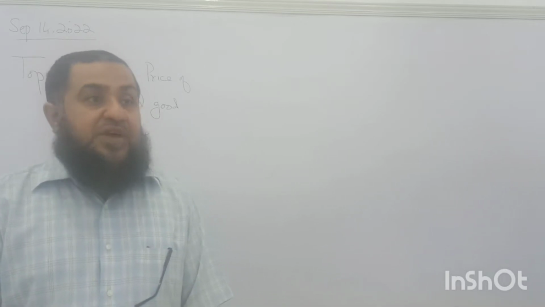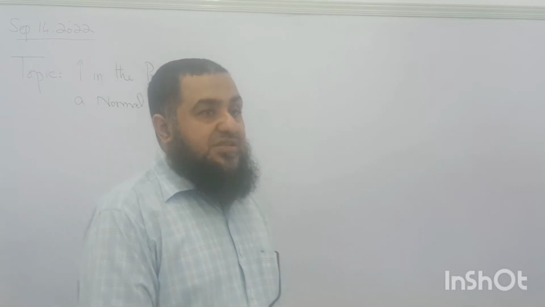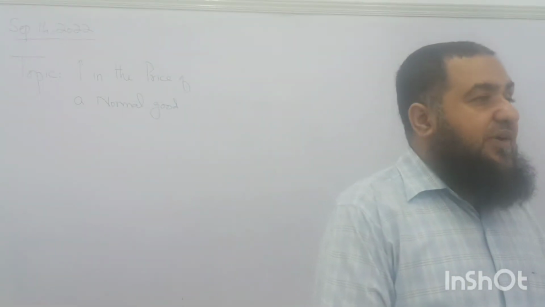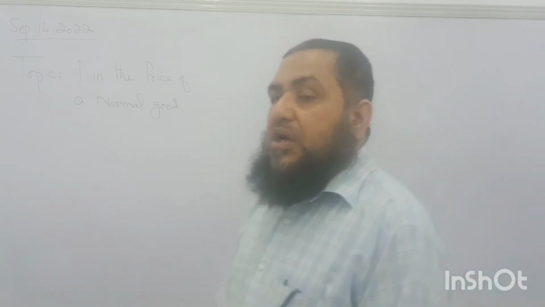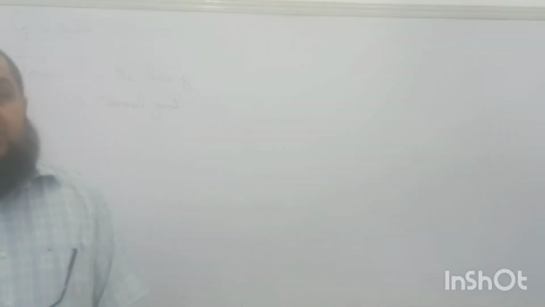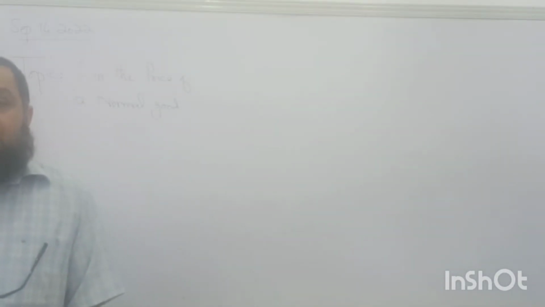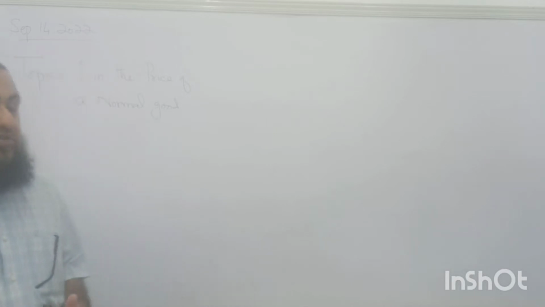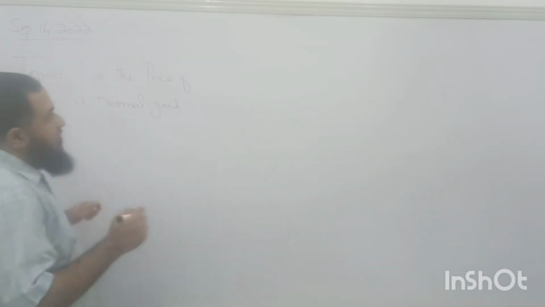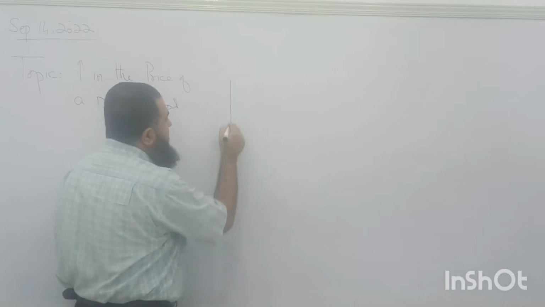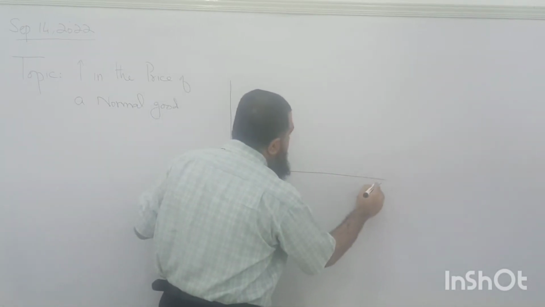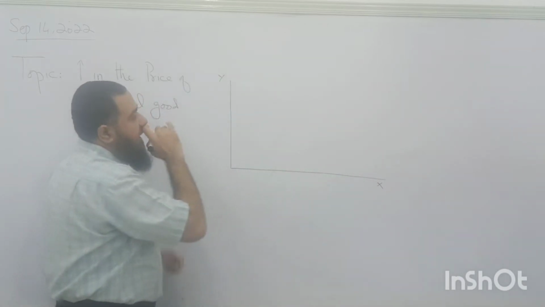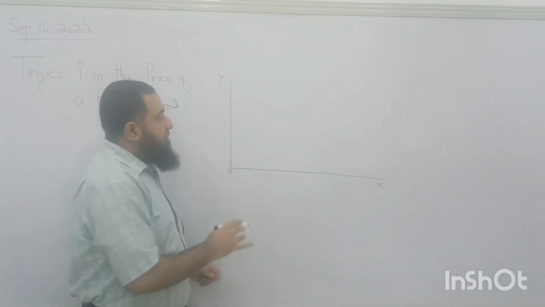Clear? So we studied when the price of a normal good decreases, its substitution and income effects both are positive and they are increasing the consumption of a normal good. That's why we had a downward sloping normal demand curve. We had also studied the substitution and income effects of giffen and inferior goods when price falls. Now here, what is happening? Now the price of a normal good is going to increase. Again we are doing a diagrammatic analysis.